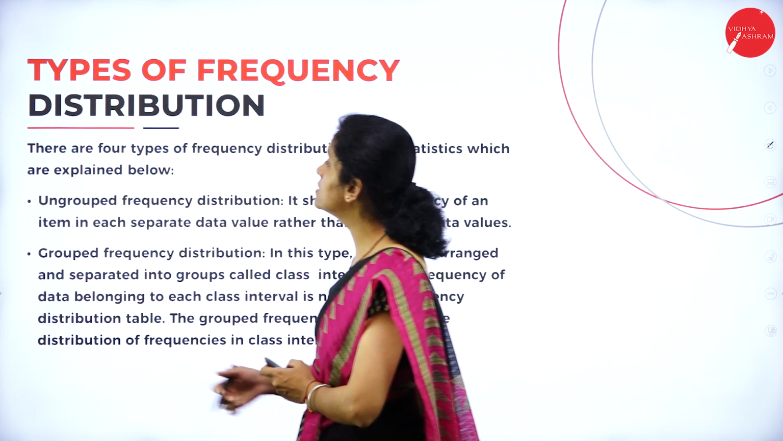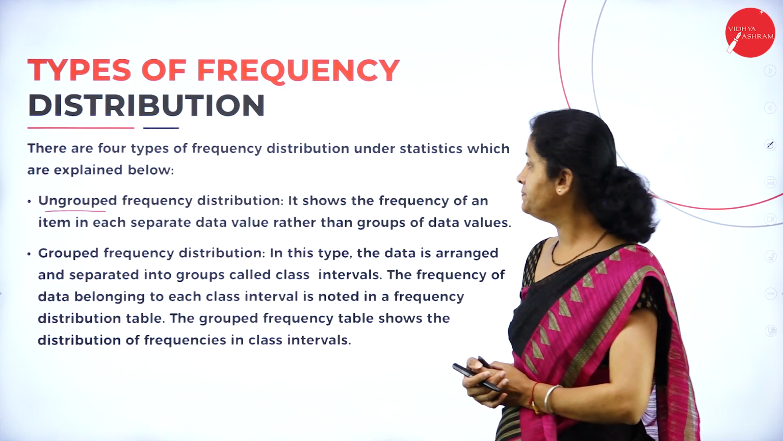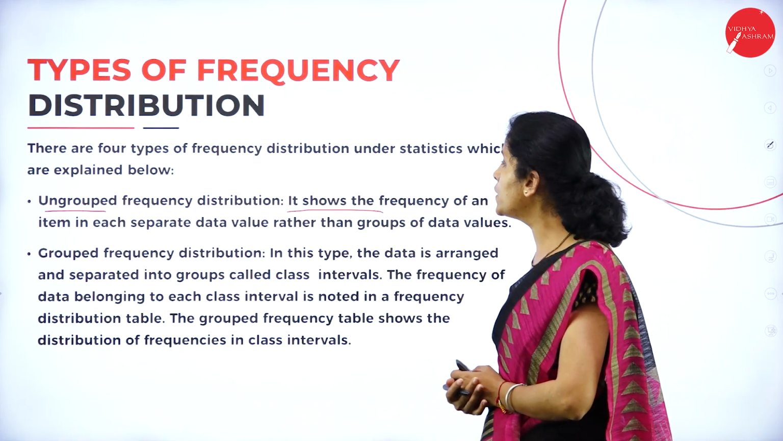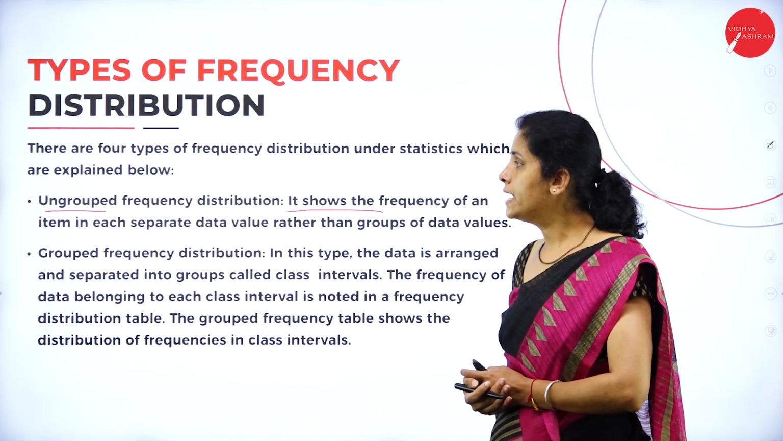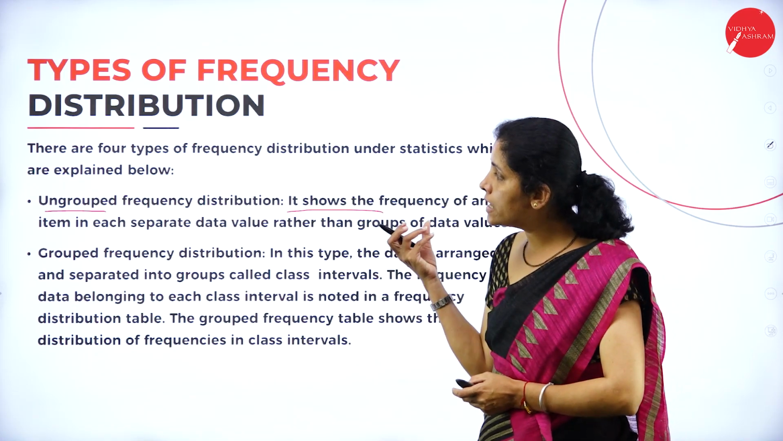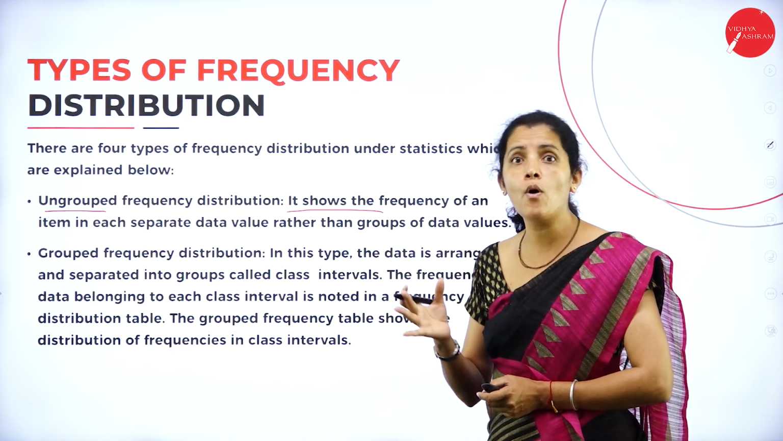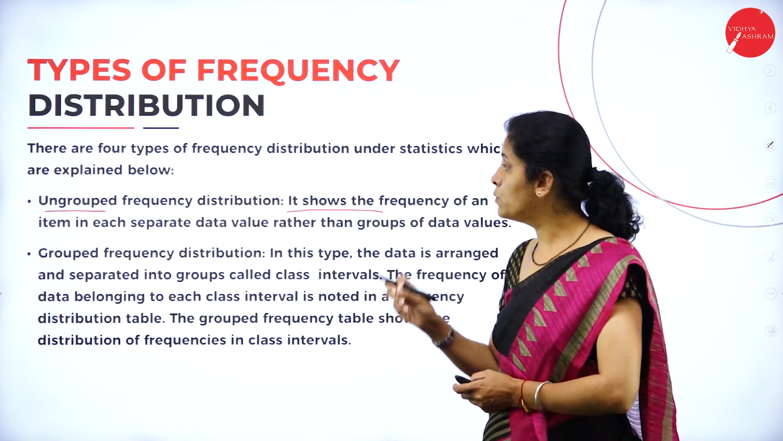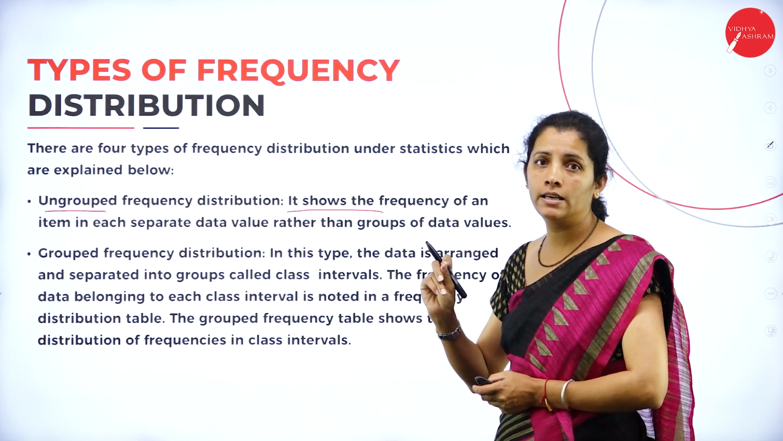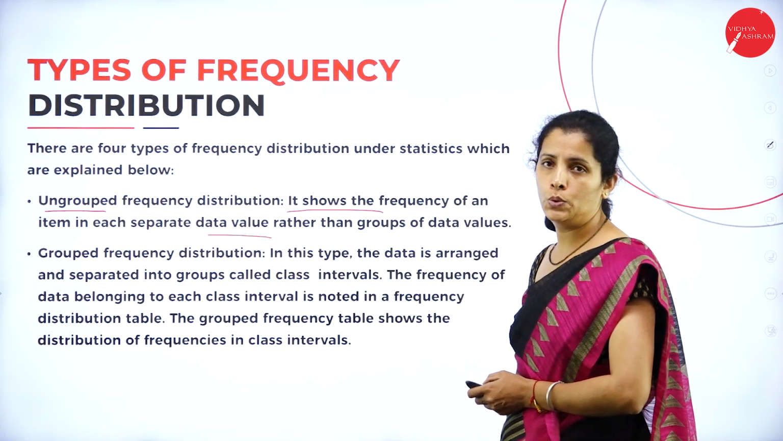So what is ungrouped frequency distribution? It shows the frequency of an item in which there are separate data values. So as the name itself indicates, we are not going to have a group of data. Here we are going to have different, in the sense separate, data values.